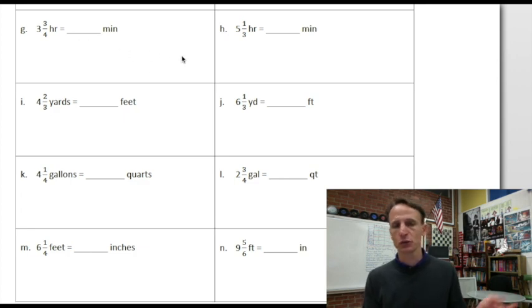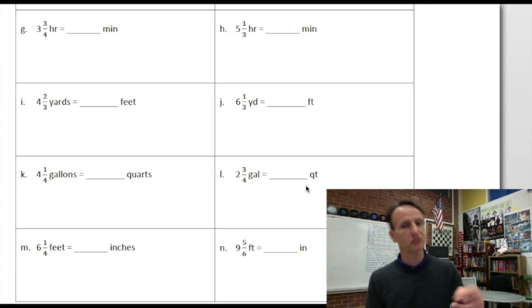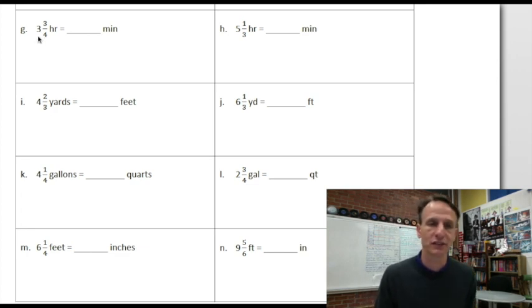And notice here we're going to do 2 that are hours, minutes. Then, switching things up. Yards to feet again, using the abbreviations. Gallons to quarts again, using the abbreviations. Feet to inches, and likewise feet to inches again, using the abbreviations. Okay, we can handle this.